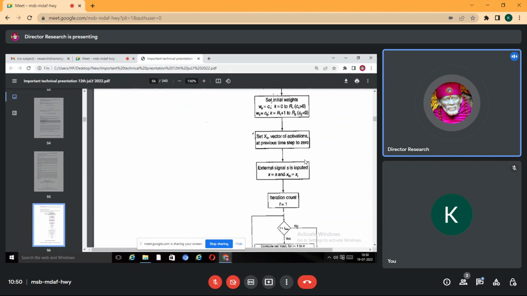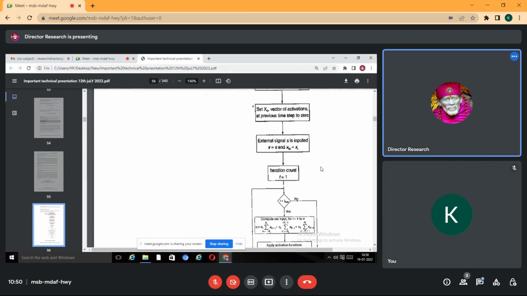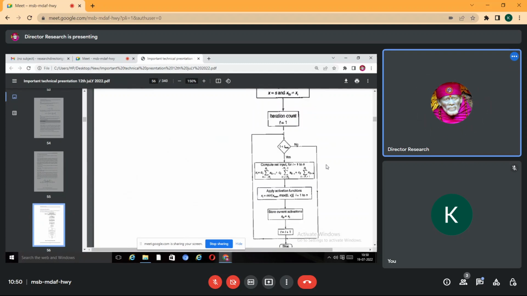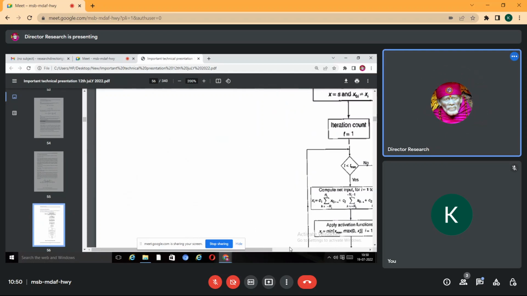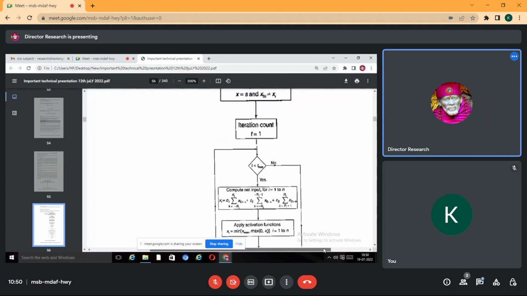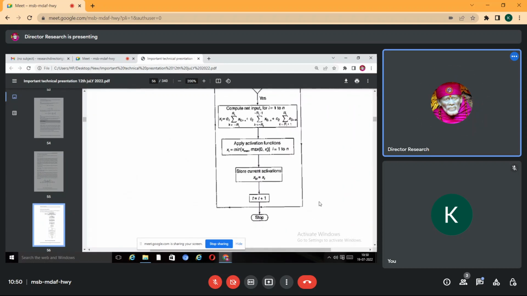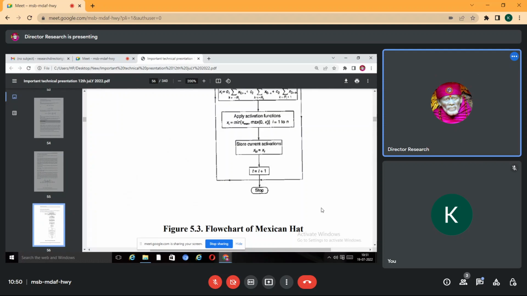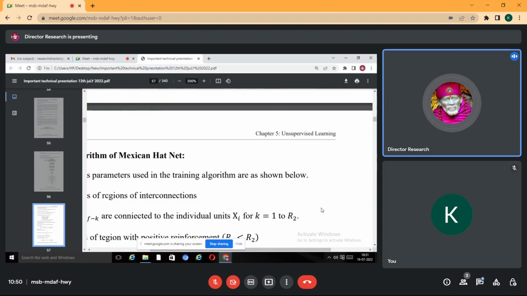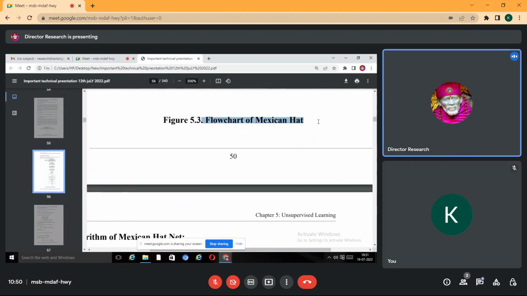Set the vector of activations at the previous time step to 0. The external signal is presented. Iteration count: just observe the iteration counts in the flowchart. Compute the net input. Apply the iteration process and sum the current activations. Flowchart of Mexican hat: very important.